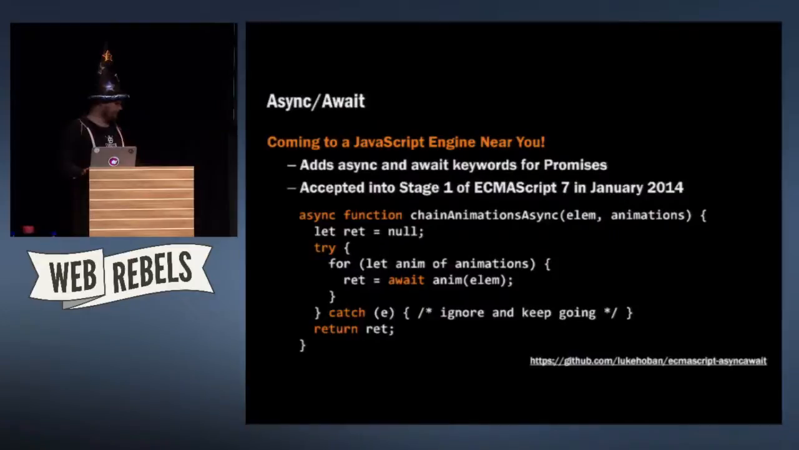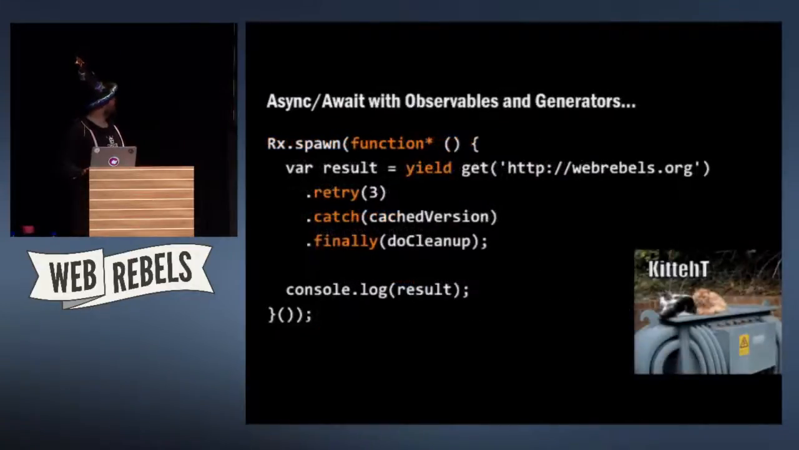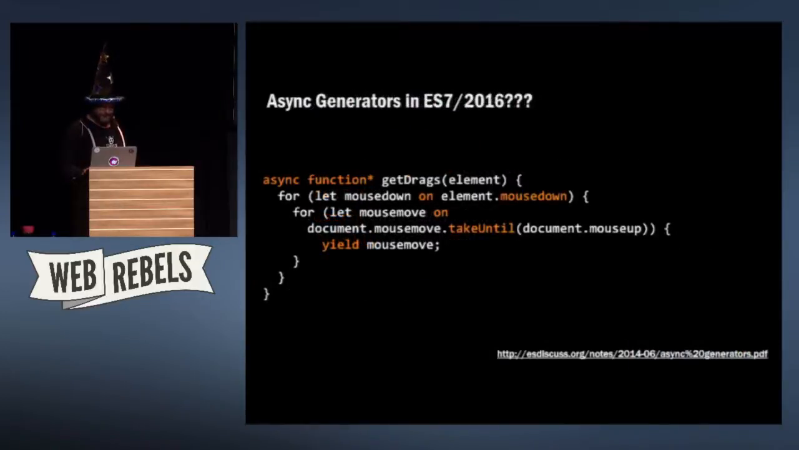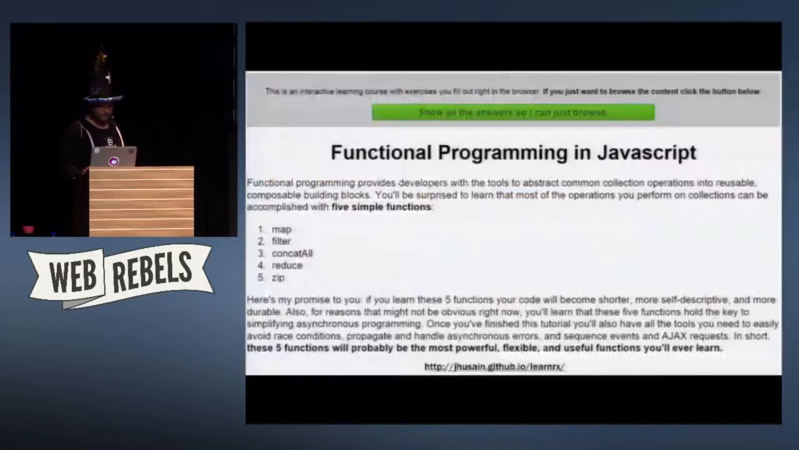So, when we're talking about async await, well, we already have that through generators, so you can retry, catch, and do finally, and console.log the results. And we're working as well on ES7 and getting the idea of async generators or observables directly into the runtime itself. You want to learn? There's a great resource there.